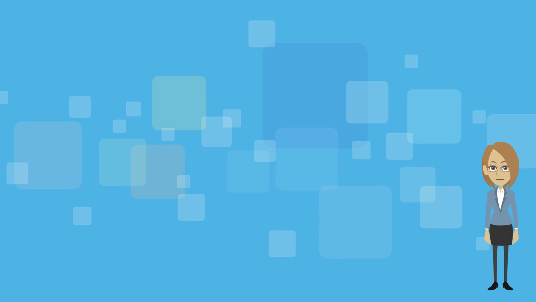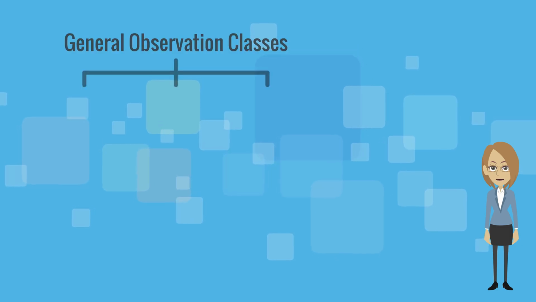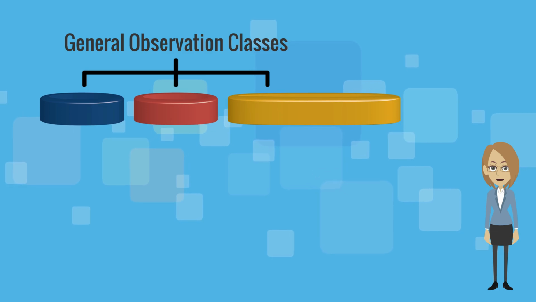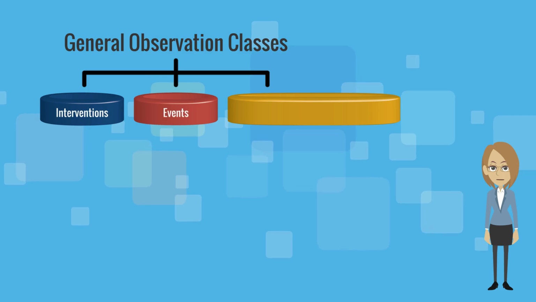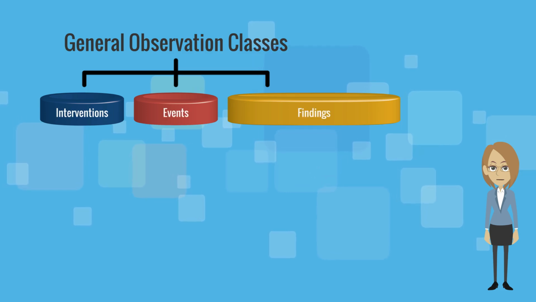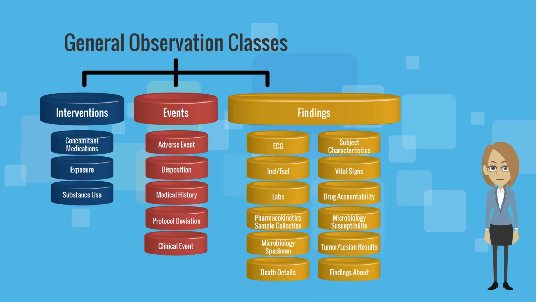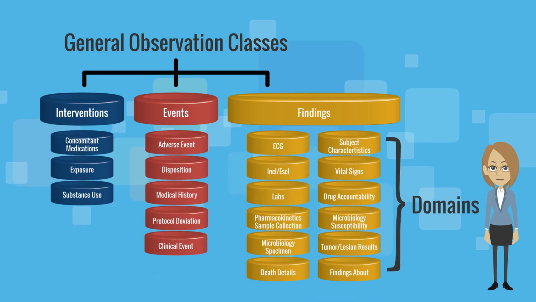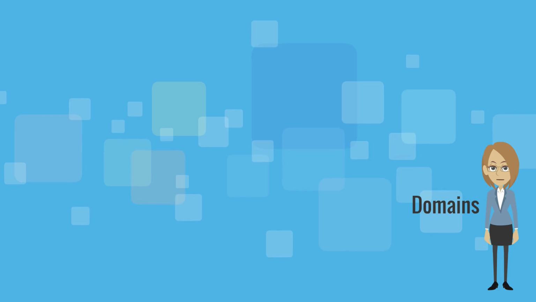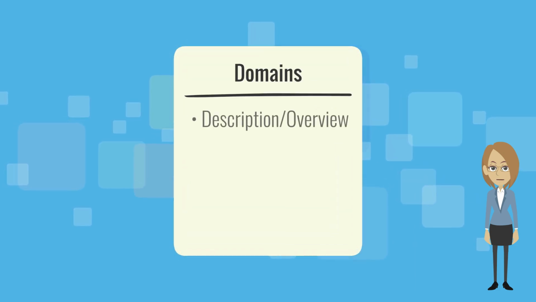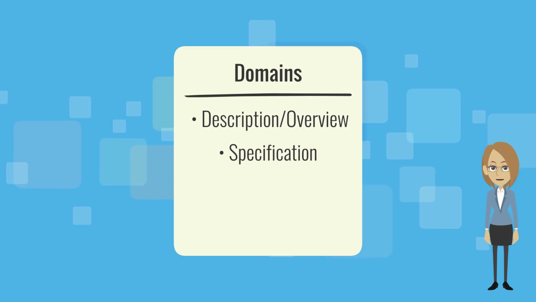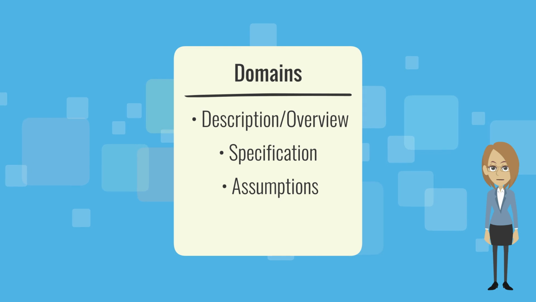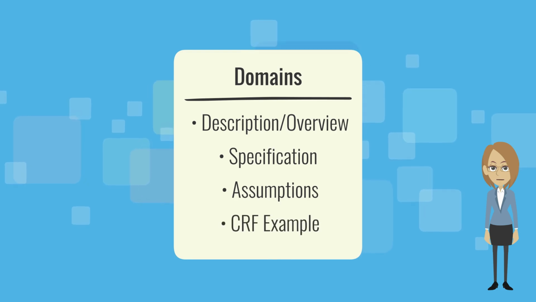The CDASH IG organizes data into the same 3 general observation classes as the CDASH model: interventions, events, and findings. Each class contains domains, which are collections of questions that tell us about a central topic. Each domain includes a description or overview, a specification or metadata table, implementation assumptions, and a CRF example.